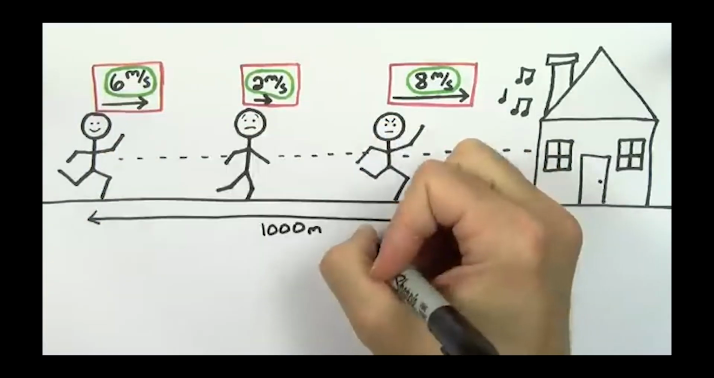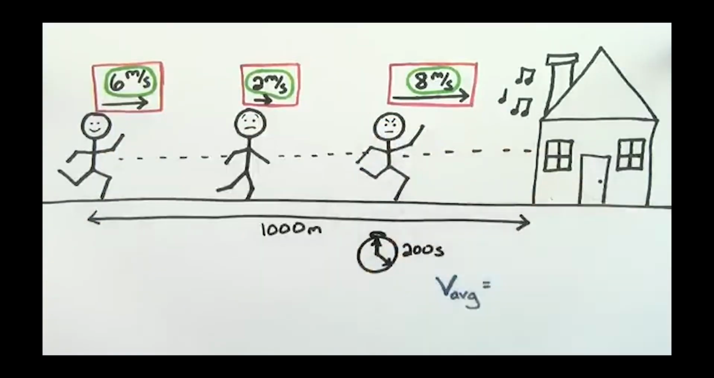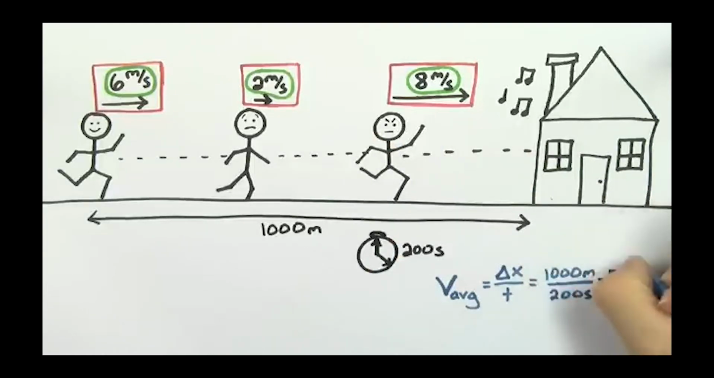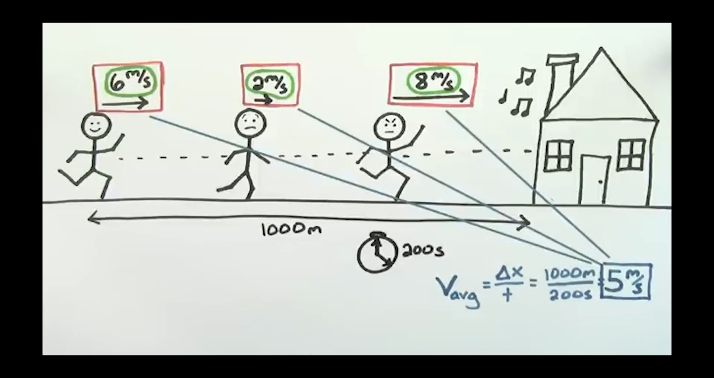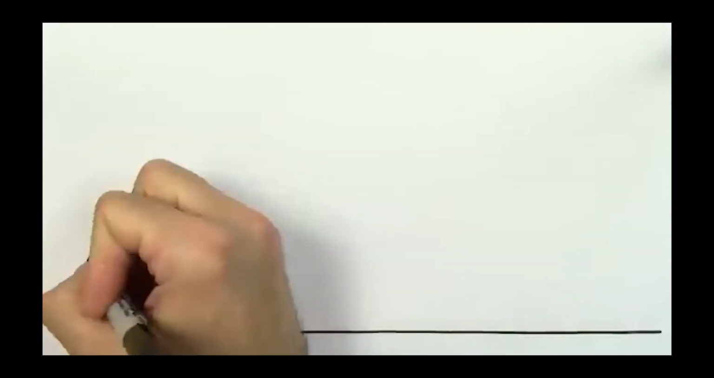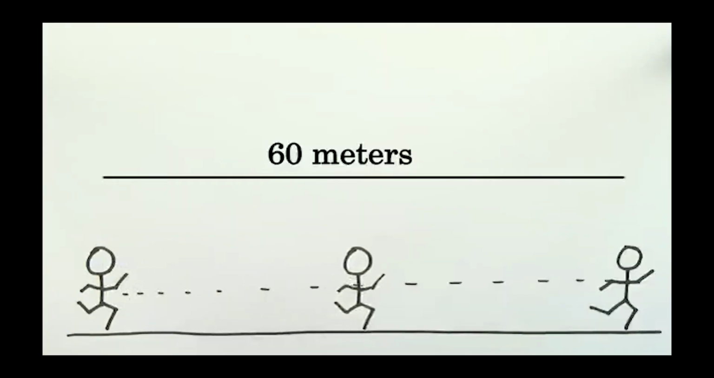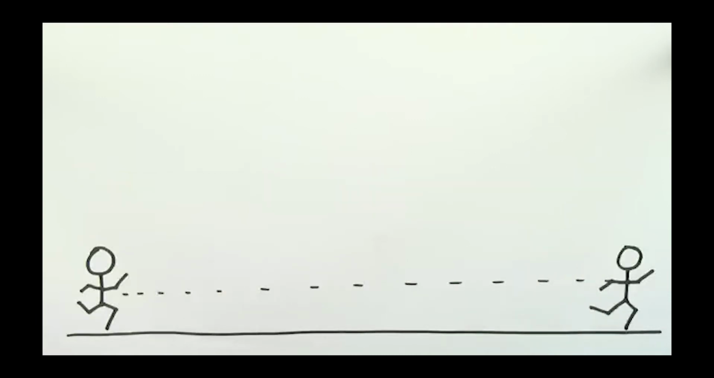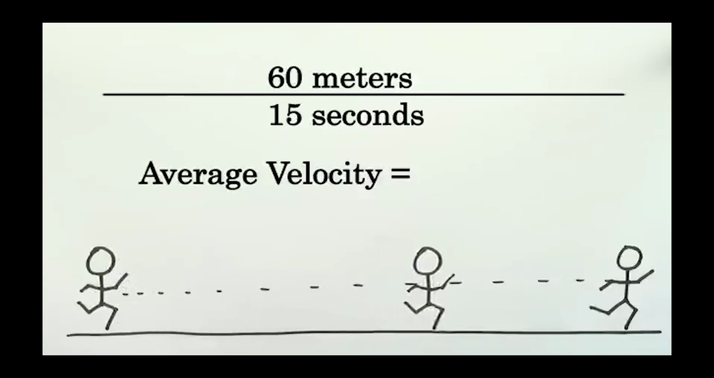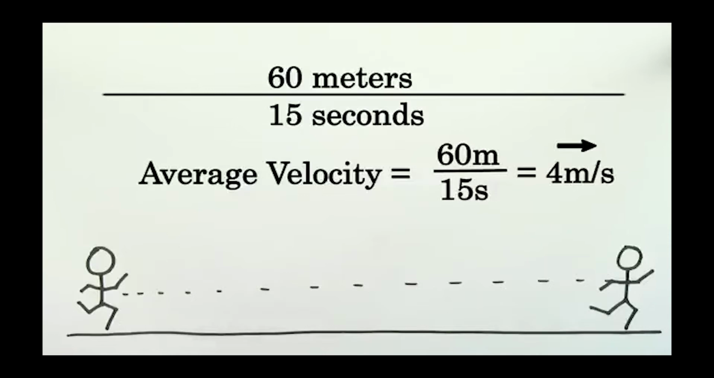If your home was 1,000 meters away from school and it took you a total of 200 seconds to get there, your average velocity would be 5 meters per second, which doesn't necessarily equal the instantaneous velocities at particular points on your trip. In other words, let's say you jogged 60 meters in a time of 15 seconds. During this time, you were speeding up and slowing down and changing your speed at every moment. Regardless of the speeding up or slowing down that took place during this path, your average velocity is still just going to be 4 meters per second to the right, or if you like, positive 4 meters per second.